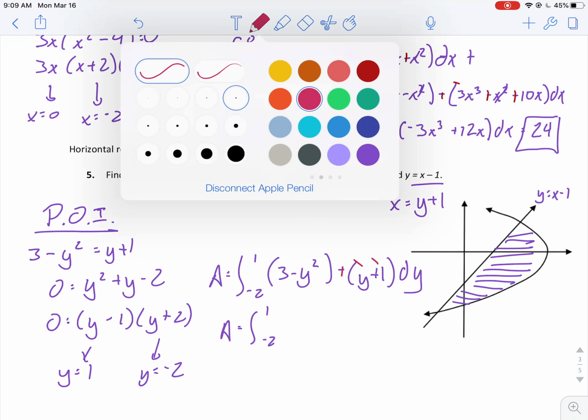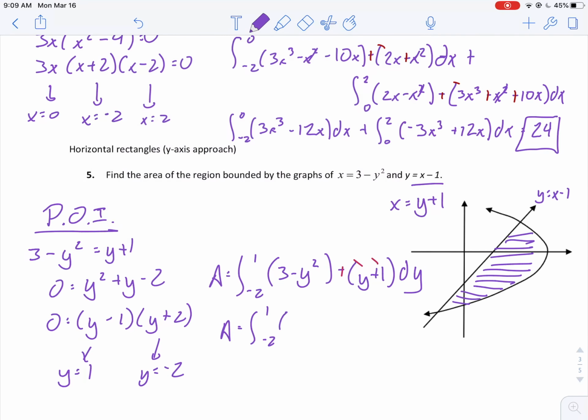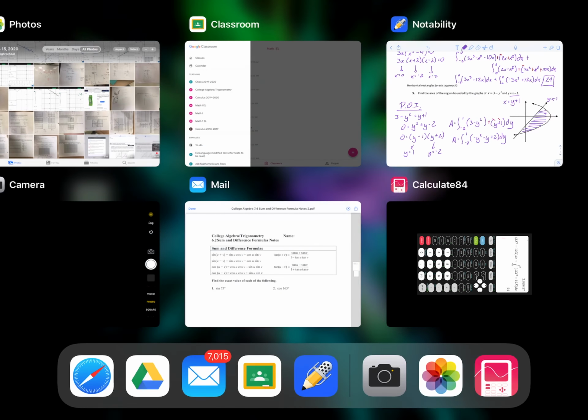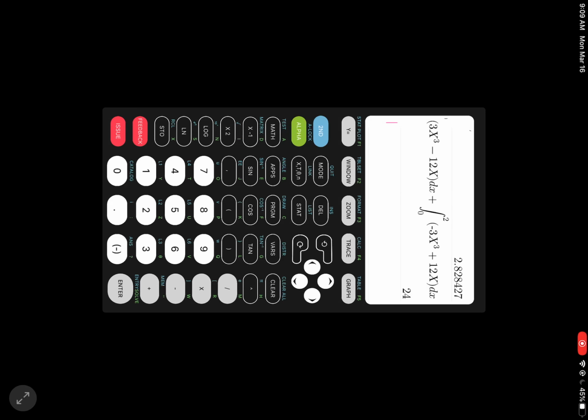Again, cleaning this up, I get -y squared minus y plus 2. Let me write that down. Integral from -2 to 1. So I'm going to go to my calculator.